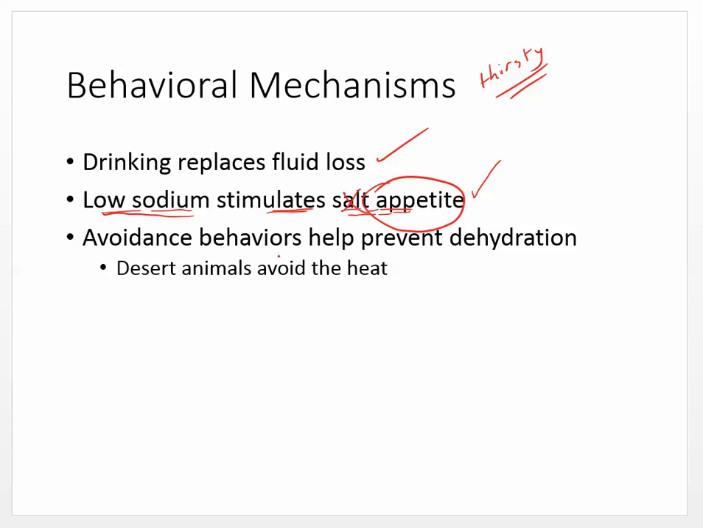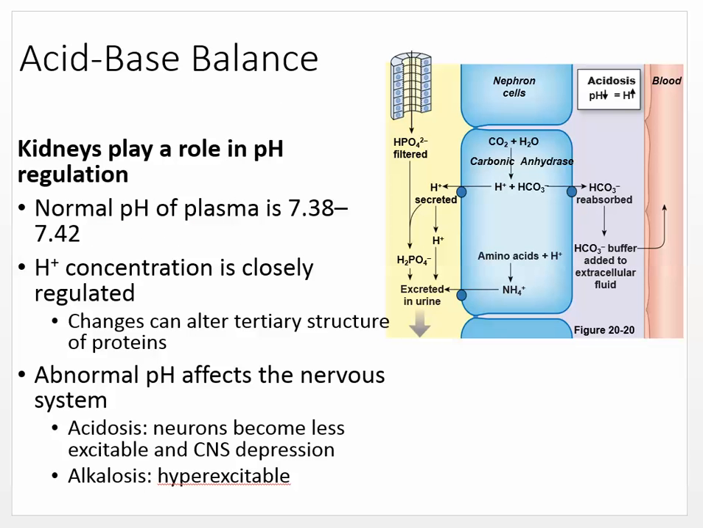And then we also have avoidance behaviors. We live in Kansas, or I live in Kansas, and if you drive down the road on a hot day, a lot of times you'll see cows standing in the pond or under a tree. We're always seeking shade, that kind of thing. Desert animals avoid heat. Okay, so those kinds of things are behavioral mechanisms. All right, now the last thing we need to talk about is acid-base balance.